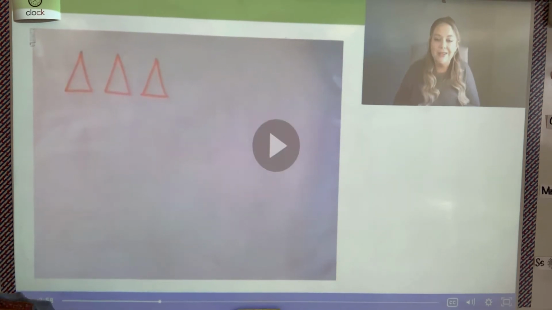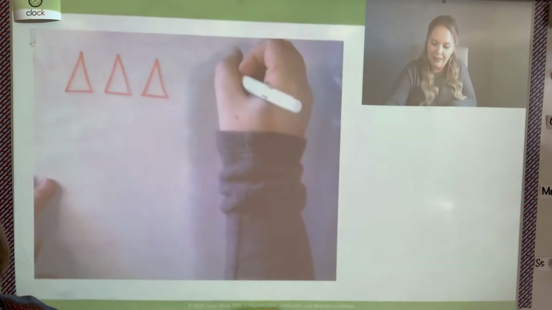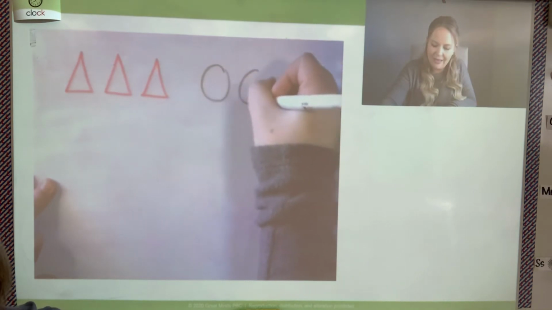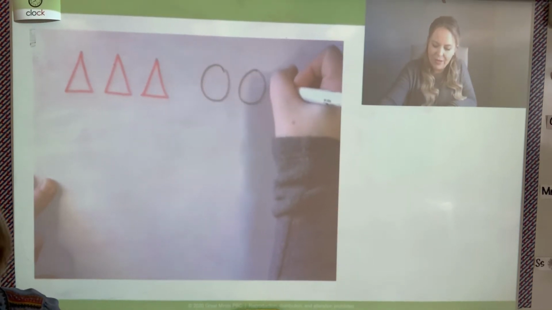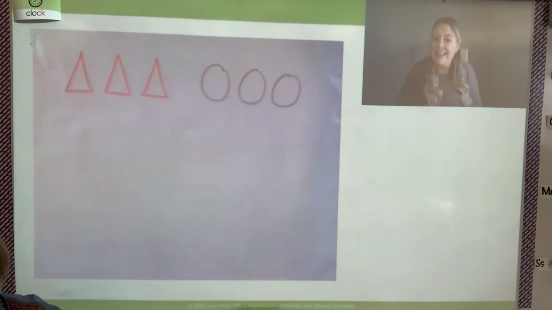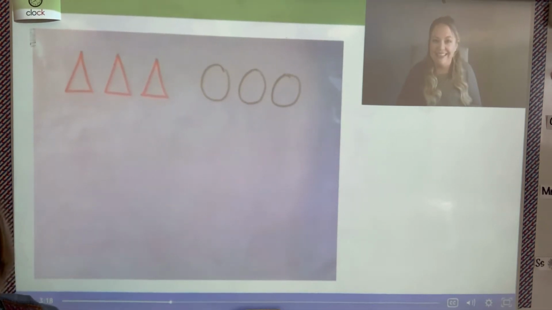Okay. Go ahead and count them with me. 1, 2, 3. Now go ahead and push pause if you need extra time to draw the shapes on your whiteboard. I'm sure we do. I'll give you guys a few more seconds. Here, I'm going to turn off one of the lights. Maybe it'll be easier for you to see.